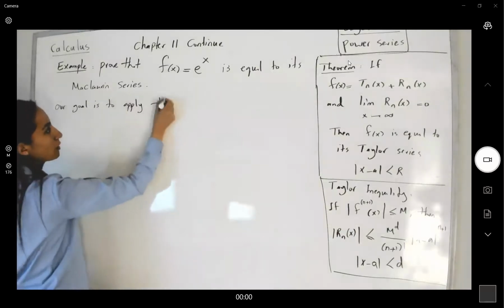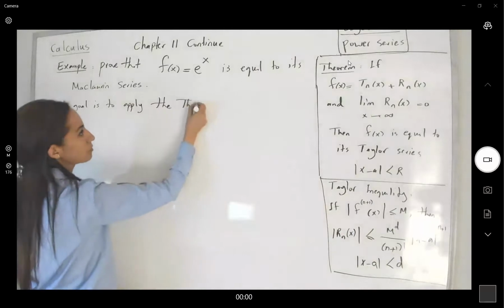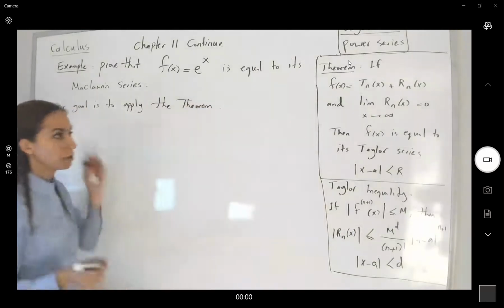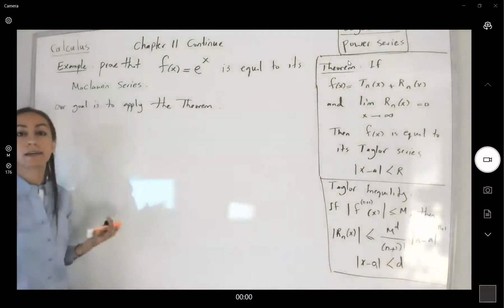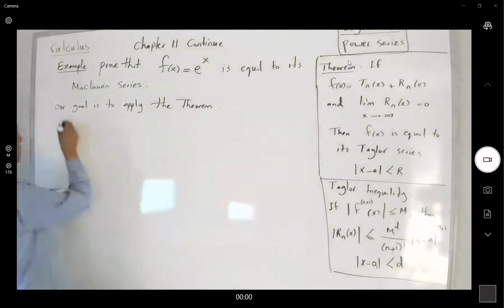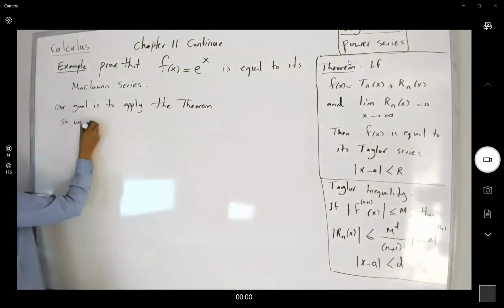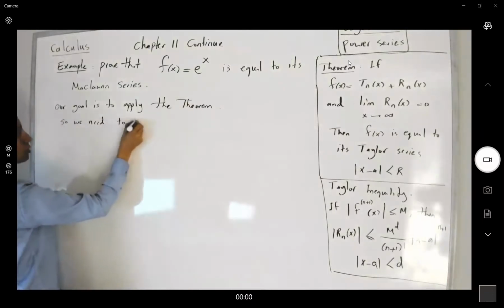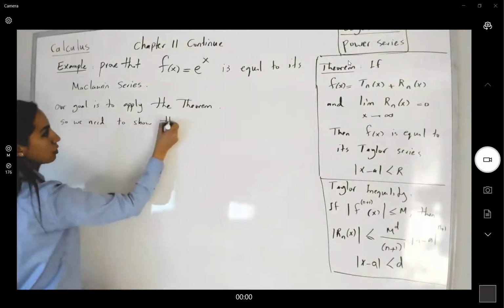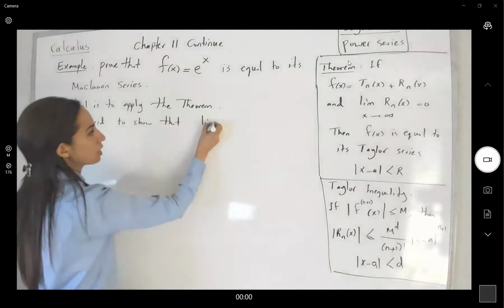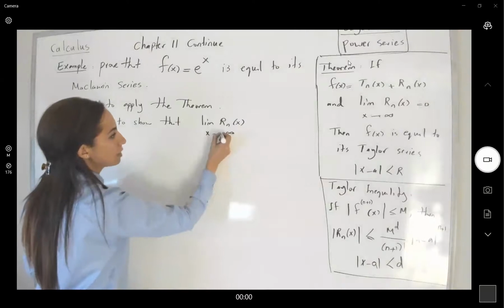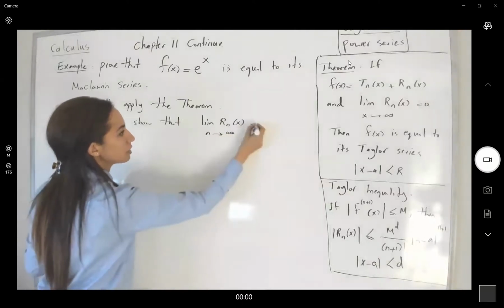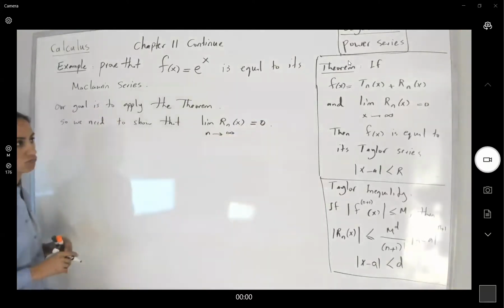To apply the theorem, we need to show that the limit of Rn of x, the error as n approaches infinity, is equal to 0.